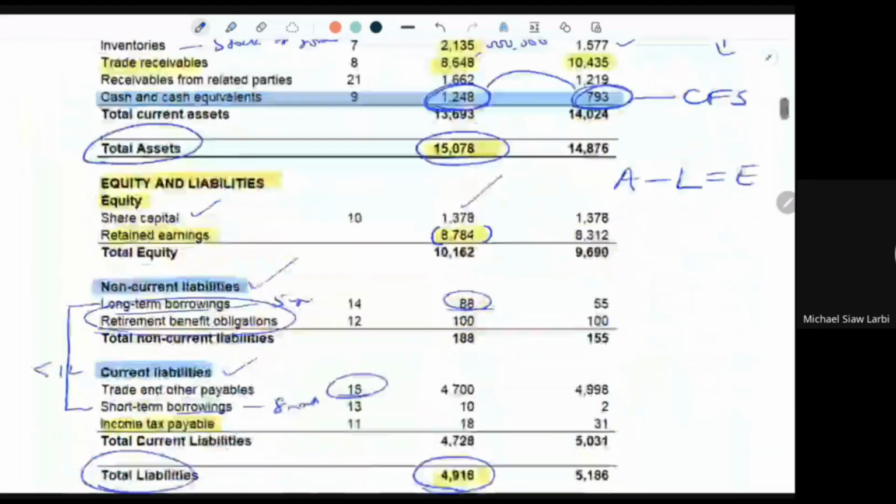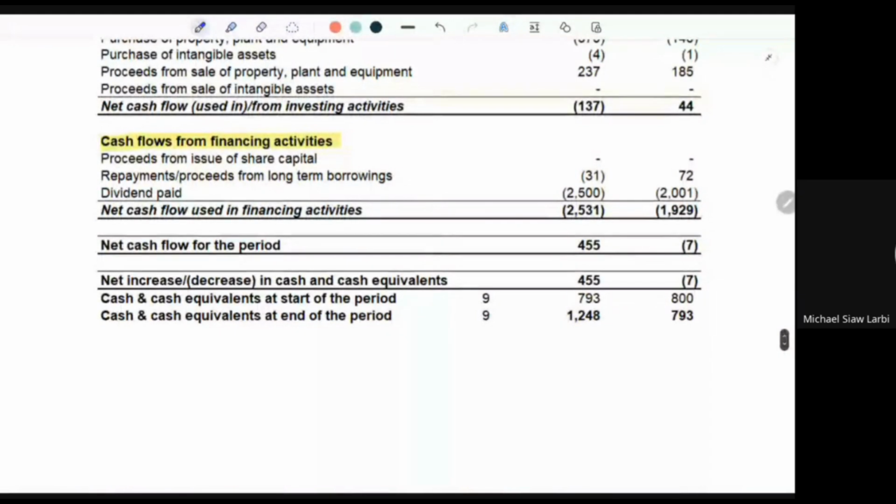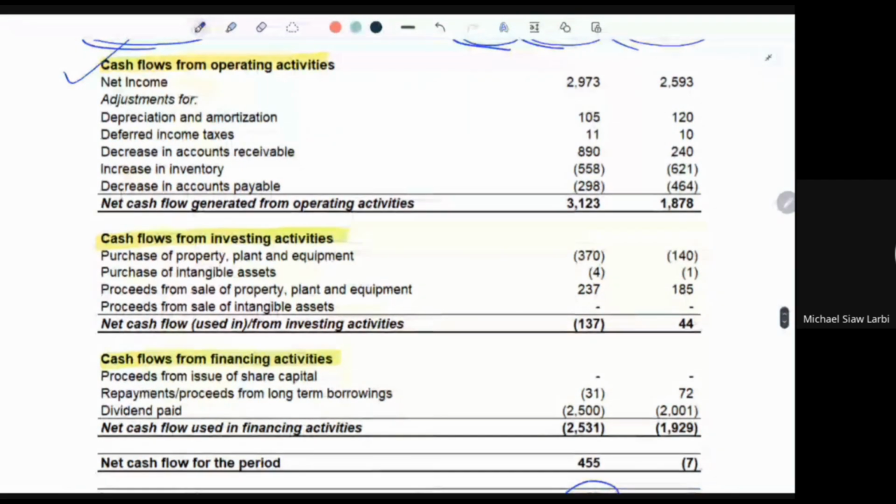So let's go and see these numbers here. So cash flow statement. Have you noticed? Cash at the start of the period, 793. End of the period, 1248. Do you remember from the balance sheet? These 2 numbers, we just saw them, right? So this whole statement is telling you that what happened between 793 and 1248 was an increase of what? 455. Now that 455 is explained by operating activities, investing, and then financing.